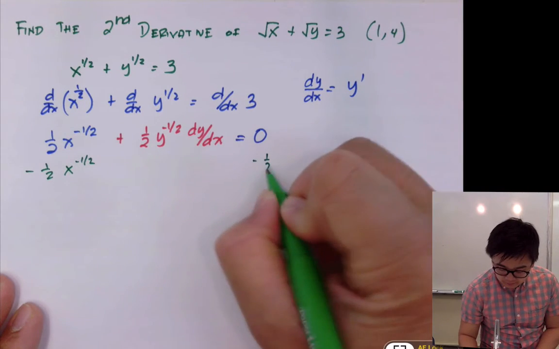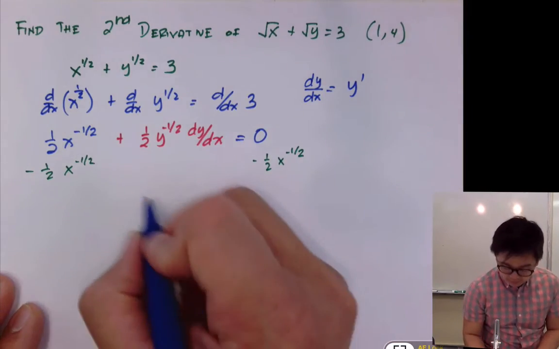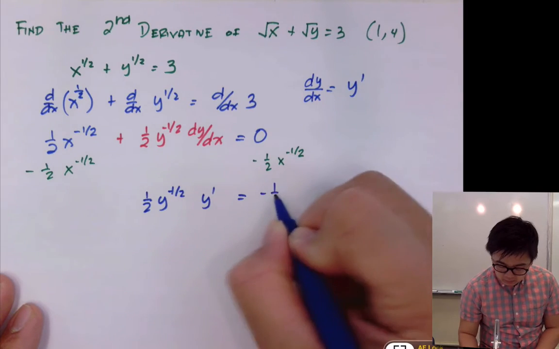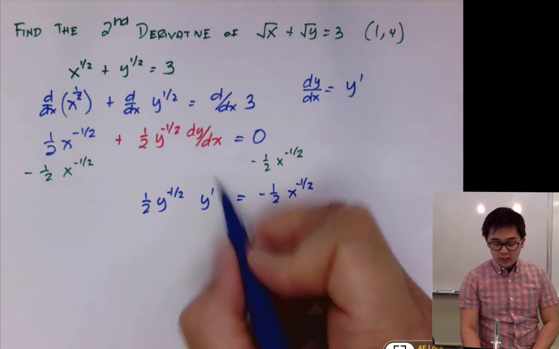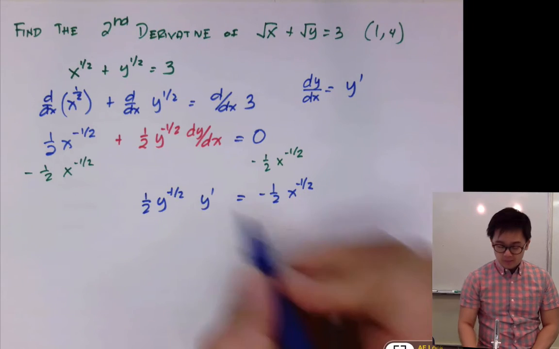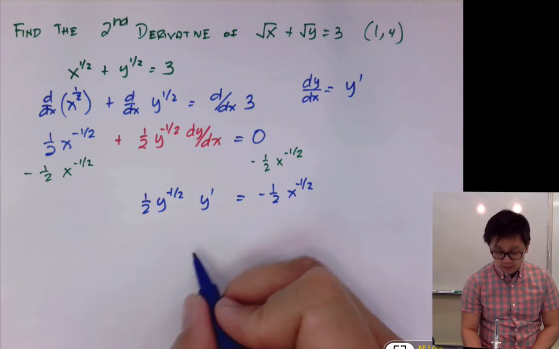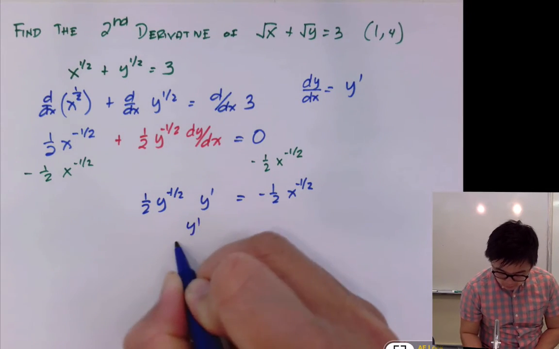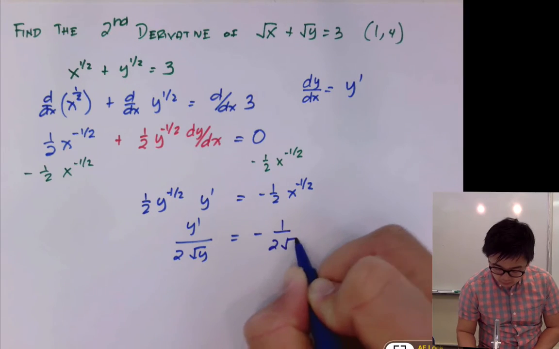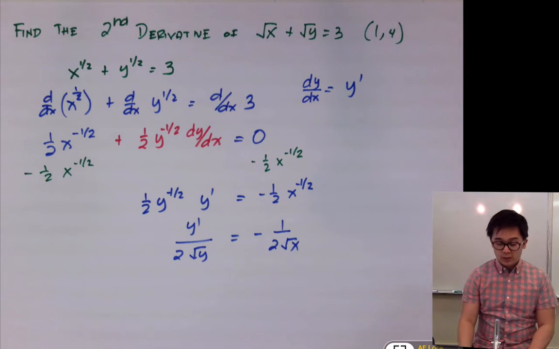So I'll end up with... now notice that I changed my dy/dx into y prime because I can easily set up my equation to isolate my dy/dx by doing this method. So by changing my exponential function into its radical form, I'll have y prime all over 2 square root of y equal to negative 1 all over 2 square root of x. And by doing so, I'll be able to isolate y prime using ratio and proportion.